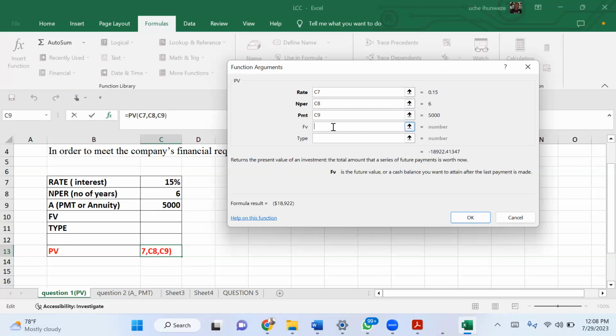Under future value, it doesn't come into play, so I'll leave it blank. Under type, if you click your mouse inside type, it will show some grammar. If you go down here, you see what it means. Either you put 1 or you put 0. But the semantics in Excel is that either you put 0 in a cell or you leave the cell blank. A null cell is as good as a 0 cell. 1 if the payments are at the beginning of the year, 0 if it is what we call end of year payments. So in this case, we are doing end of year payments.